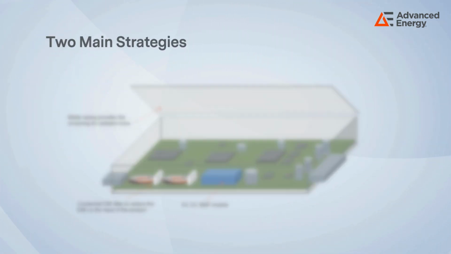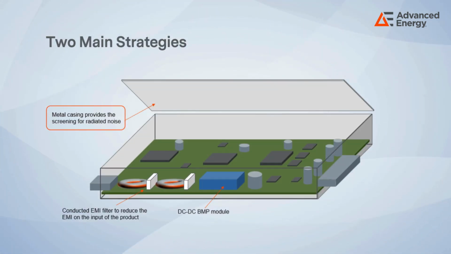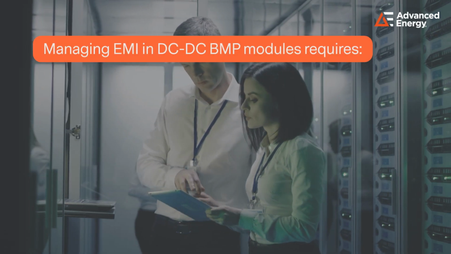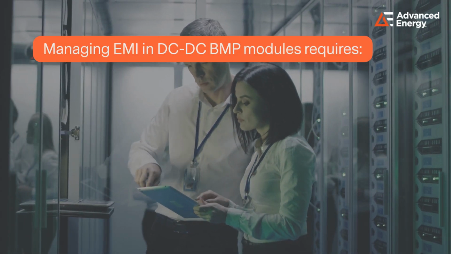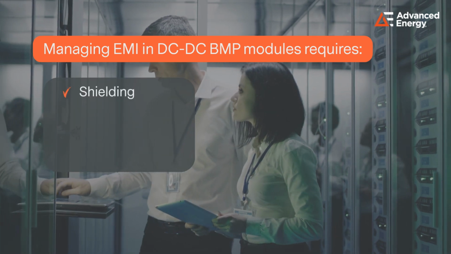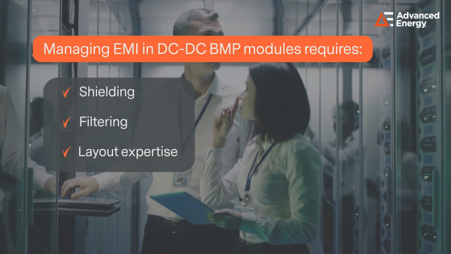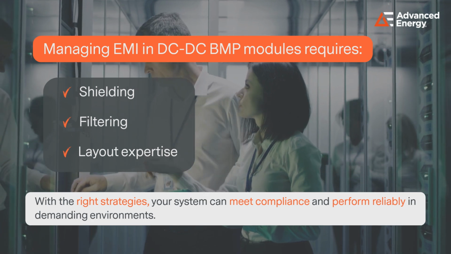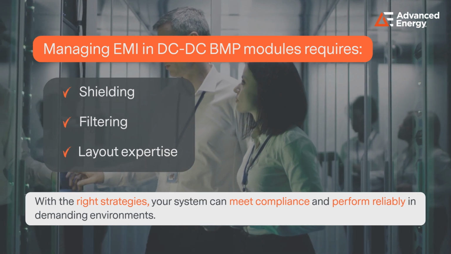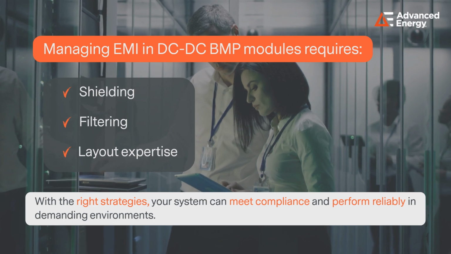Ultimately, the goal is to ensure the final application meets EMI compliance. This is achieved through two main strategies. The metal casing of the product provides shielding against radiated noise, while the EMI filter suppresses conducted noise at the input. Together, these elements form a complete EMI mitigation system. Managing EMI in DC-DC BMP modules requires a combination of shielding, filtering, and layout expertise. With the right strategies, you can ensure your system meets compliance standards and performs reliably in demanding environments.